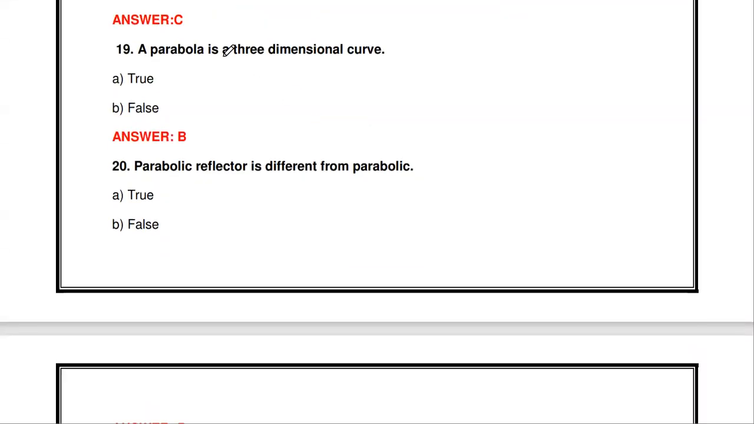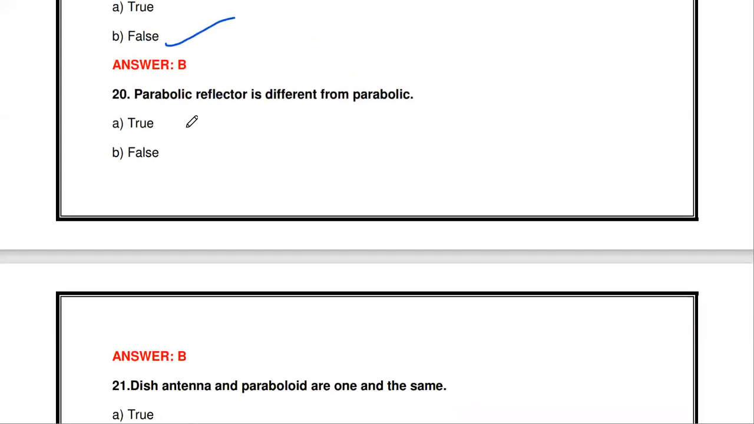Okay, then the next one: a parabola is a 3-dimensional curve. True or false? It's false. A parabola is not a 3-dimensional curve. Then: the parabolic reflector is different from the parabolic. True or false? The parabolic reflector is different from the parabolic. It's false.